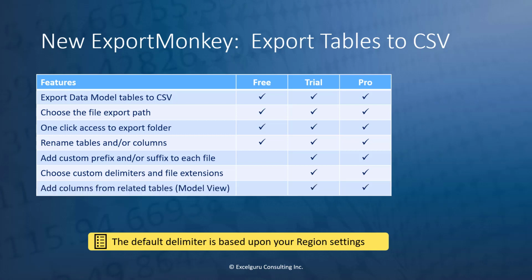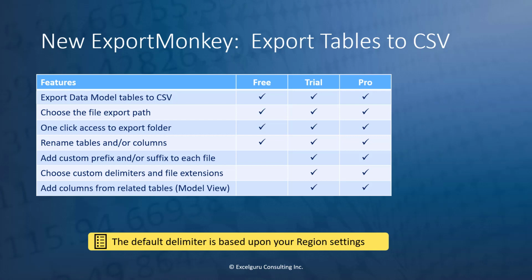We also allow you to add columns from related tables. This is what we call model view for browsing things. So what that means is if you've got a full dimensional model with a sales table that links to a chart of accounts and whatnot, our free version is only going to let you export either the sales table or the chart of accounts table, but it won't link them together. But what ExportMonkey will do in its pro mode is you can actually select those columns and combine them into one big flat table, so you only have one export. Okay, so that's a pretty cool feature of the pro mode here.